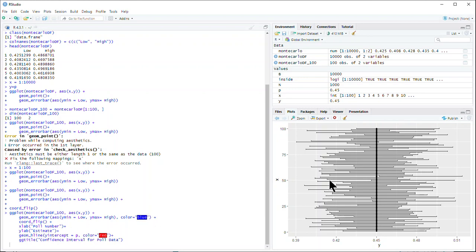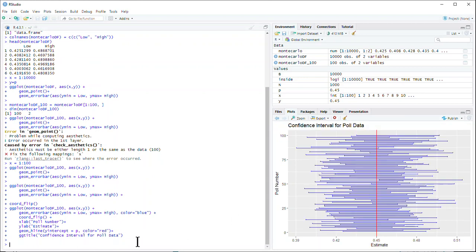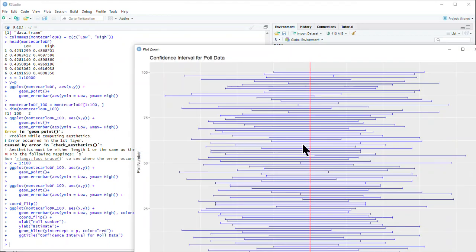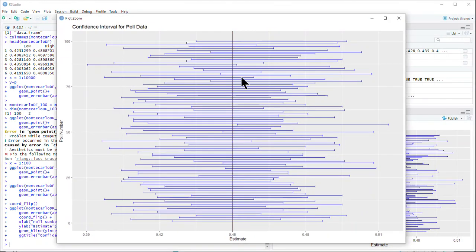The other thing I'm going to do is change the colors of these intervals to blue. I've taken out the point. I'm going to change the color to blue. I flip the coordinate. Then I'm going to label the X label, which will be over here now. I'm going to label that the poll number, right? And then the Y label is going to be the estimate, the estimate confidence interval. And then I'm going to make a red line going up through there. And then I'm going to make the title the confidence interval for the poll data. So let's see what we get. And when I do that, I get this nice graph.